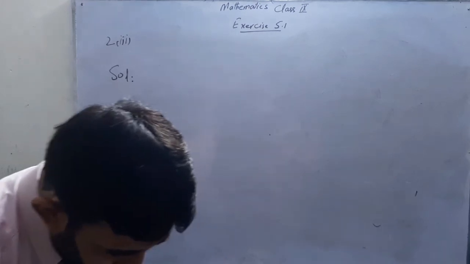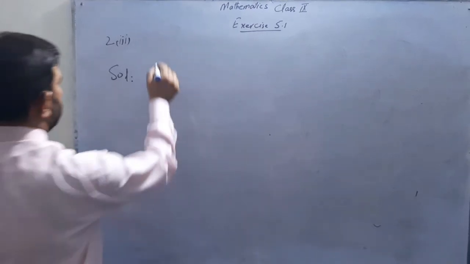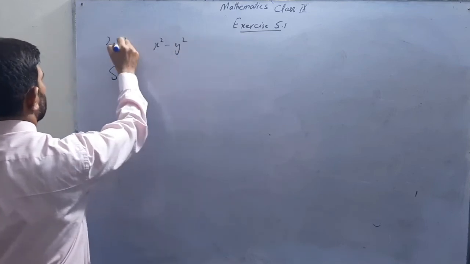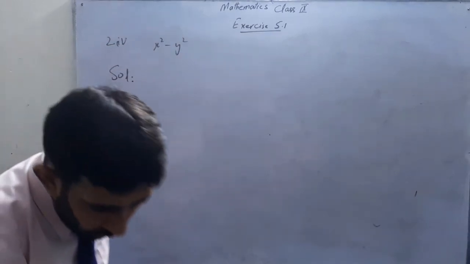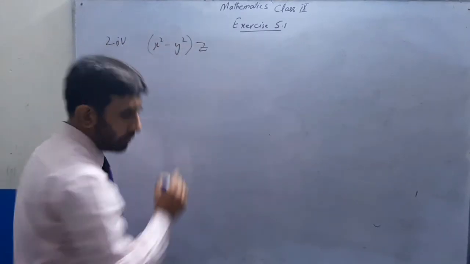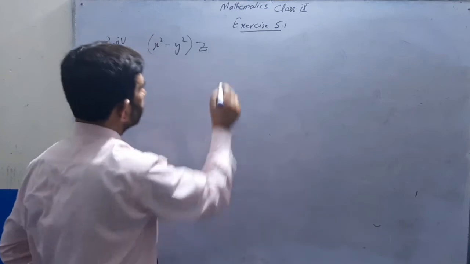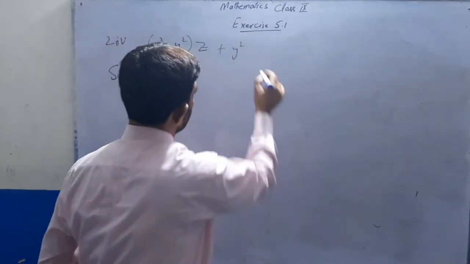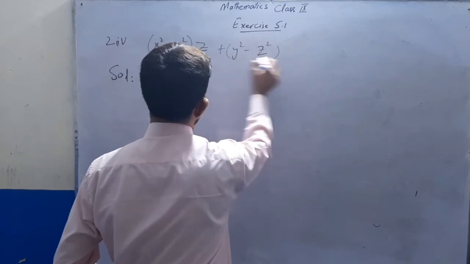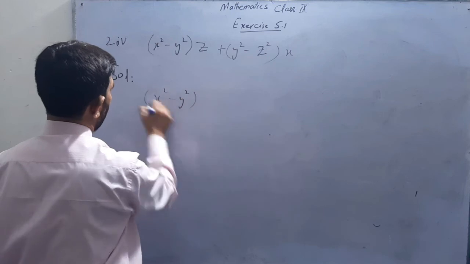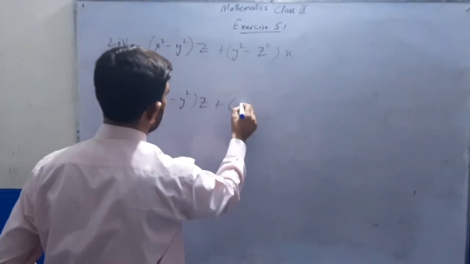It's the last part of question number 2. X square minus y square, z over here, plus y square minus z square, and then you write x. The question will be written down after writing the solution.